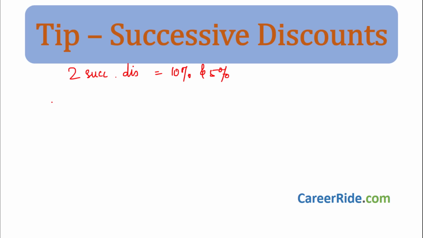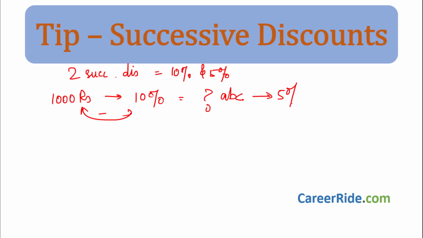For example, if an object is of say 1000 rupees, then the first discount would be 10%, right? Then we'll reduce this 10% from this 1000 rupees, then we'll get some price. Then again we'll give a discount of 5% on this new price, and then we get the final price. So this is nothing but successive discounts. First discount, then the second discount.